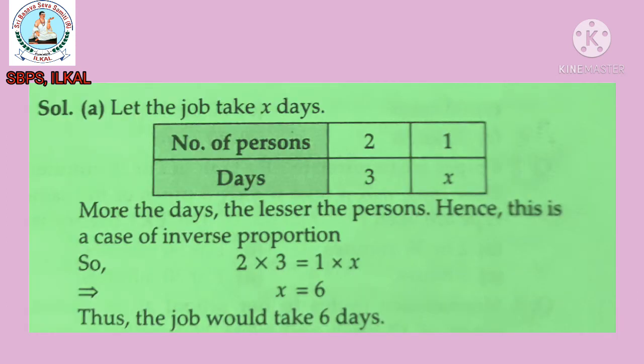A solution. Let the job take x days. Number of persons 2, days 3. If number of persons is 1, number of days will be x. More the days, the fewer the persons. Hence, this is a case of inverse proportion. So, 2 into 3 is equal to 1 into x, which implies x is equal to 6. Thus, the job would take 6 days.